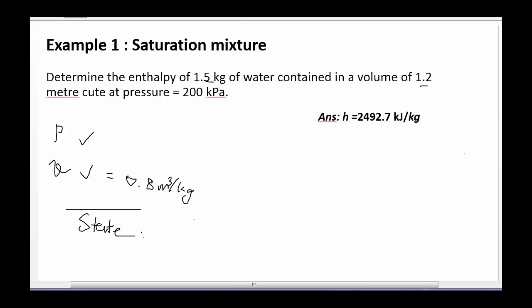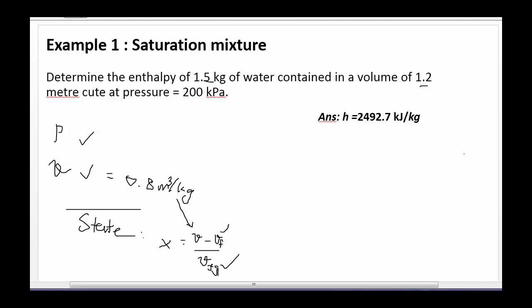So now you need another property, named quality, the x. Yeah, the x. How do you find x? x is equal to your specific volume minus the specific volume of the saturated liquid, divided by the difference between the vg and the vf. And this is 0.8. This is from your table.